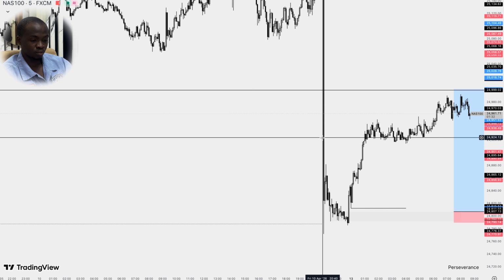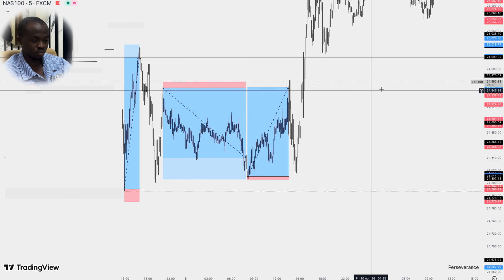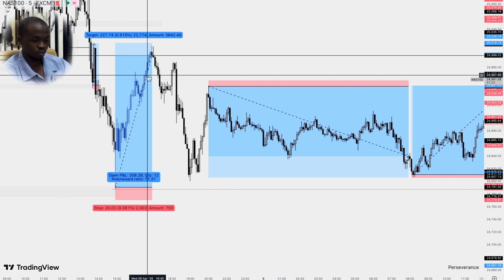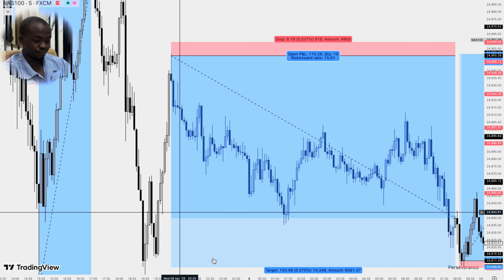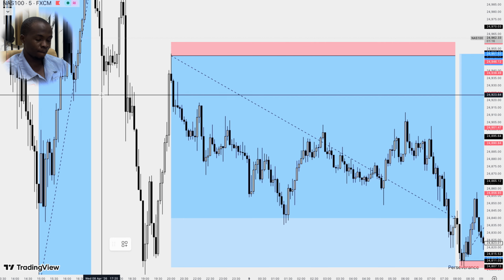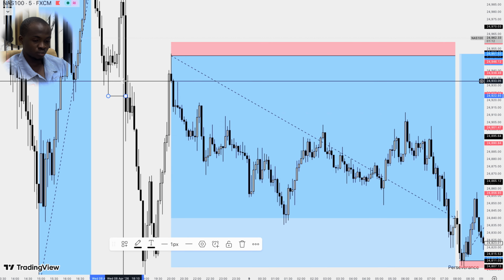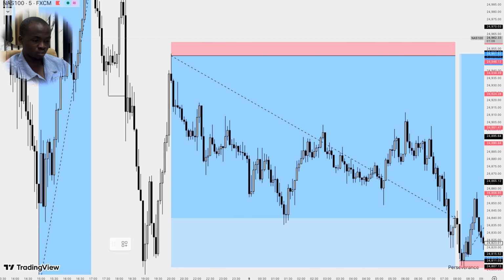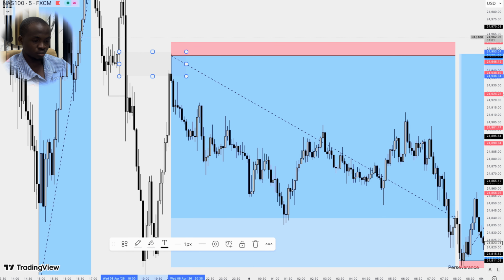Five-minute time frame, rather. Now in the 5-minute time frame, after price respected that higher time frame resistance level, this was the first market structure shift that we had, right? And then we have our inducement, confirming our inducement, we had a break of structure.